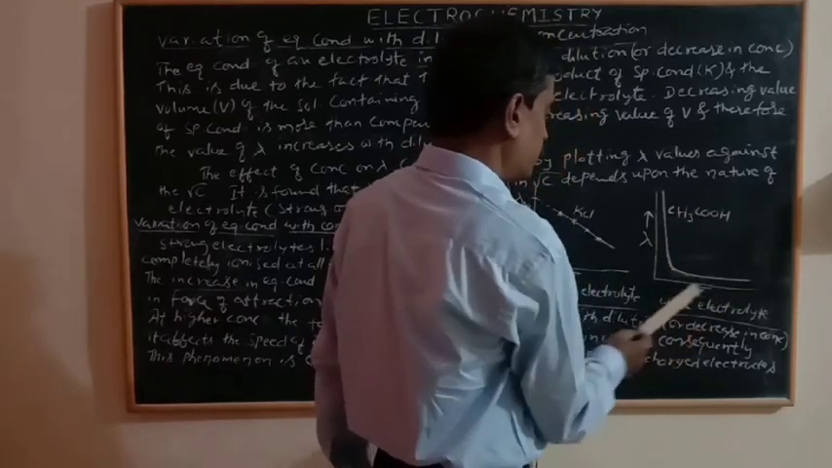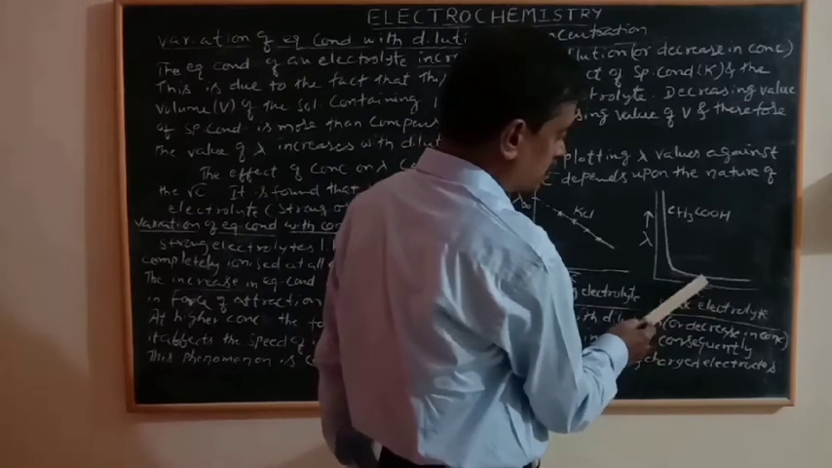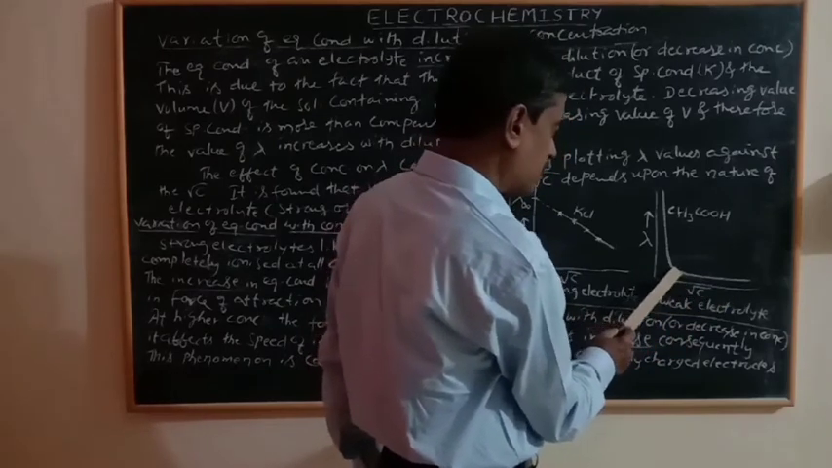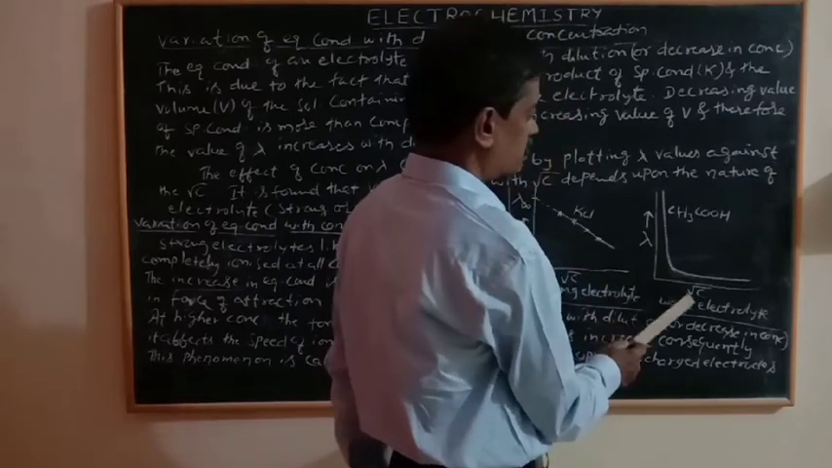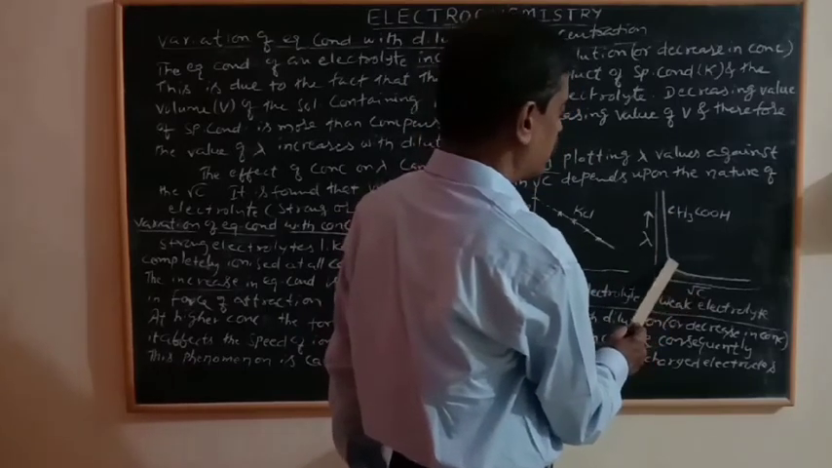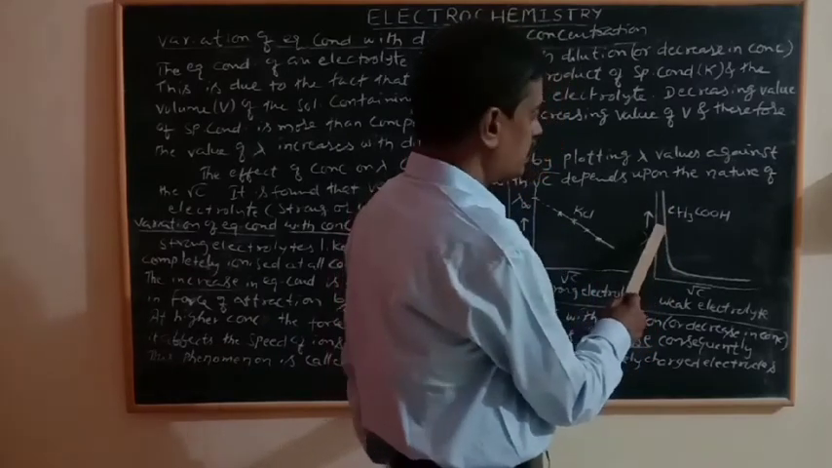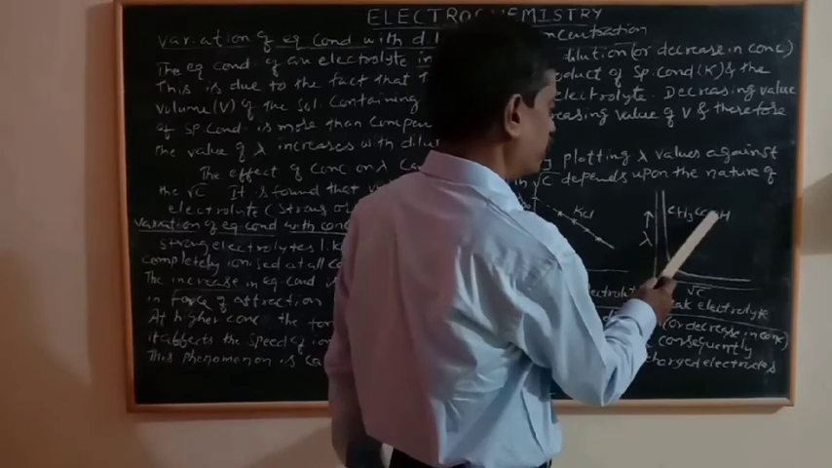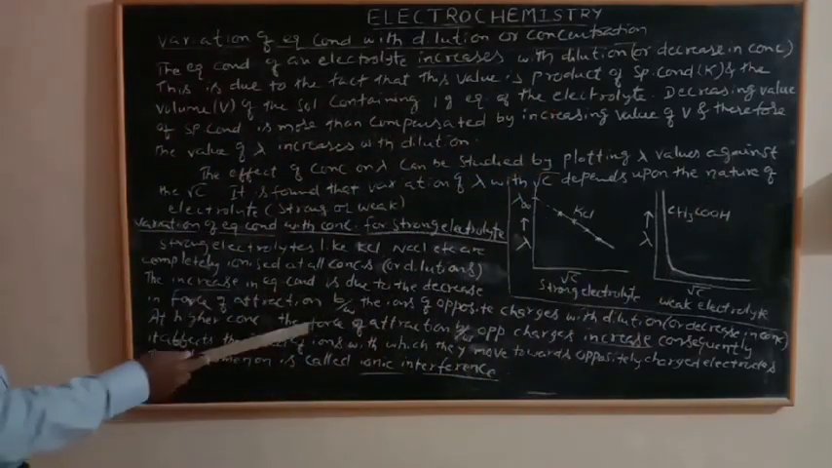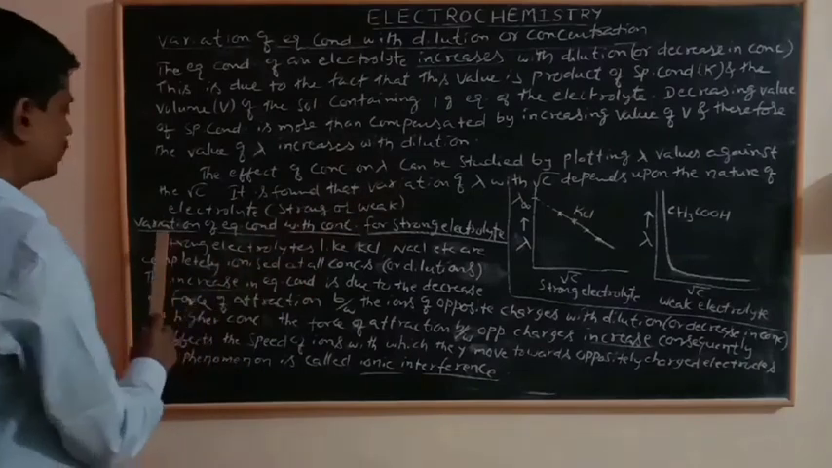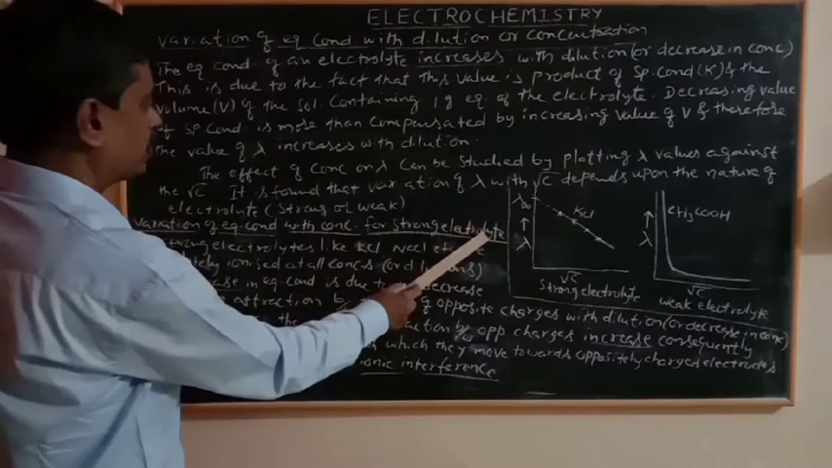Initially, if you increase the concentration, you get values which are almost parallel to this. Then at a certain point, there is a sudden increase in the value of lambda at the lower concentrations of square root of C. And there is no meeting of this curve with the y-axis, that is lambda. This is for the weak electrolyte like acetic acid. So we have now discussed the strong and weak electrolyte one by one. Variation of equivalent conductance with concentration for strong electrolyte.